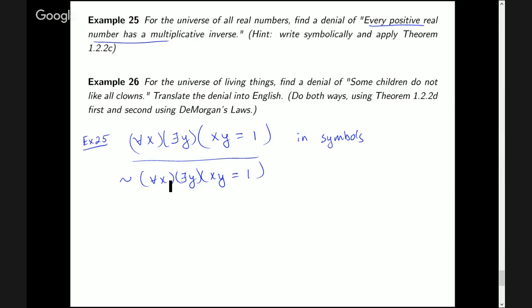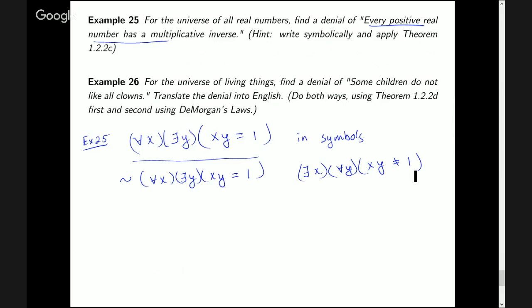So what does that become? For all x becomes there exists an x, and there exists a y becomes for all y, and then what do we have? It's not equal to 1. Does that make sense? It makes sense. You're just negating it.